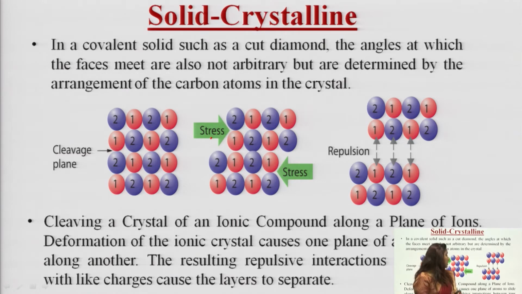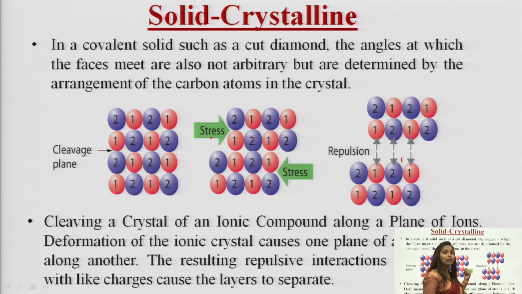So, cleaving a crystal of an ionic component along a plane of ions, okay, then deformation of the ionic crystal causes one plane of atoms to slide. Okay, here deformation of atoms causes the plane to slide along another, and it results in the repulsive interaction between the ions. What does it show? It shows the repulsive interaction between the ions. Okay, which like charges cause the layers to separate. So due to the repulsion, the separation takes place.